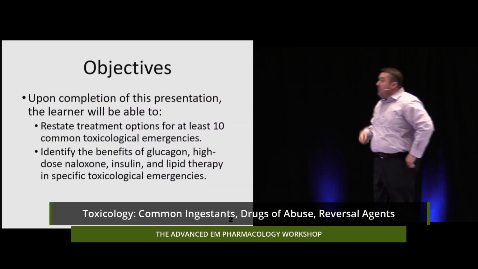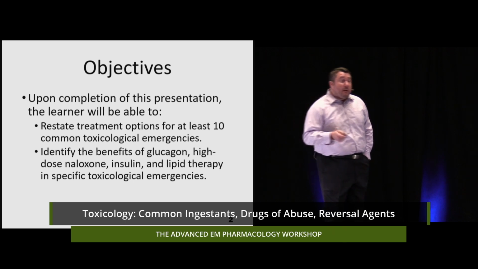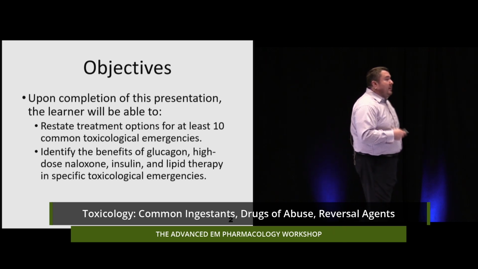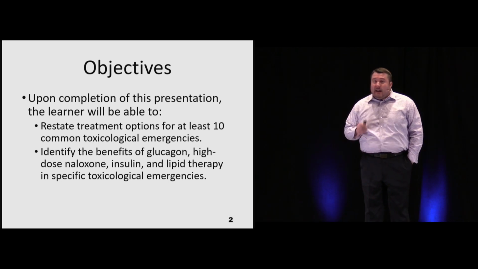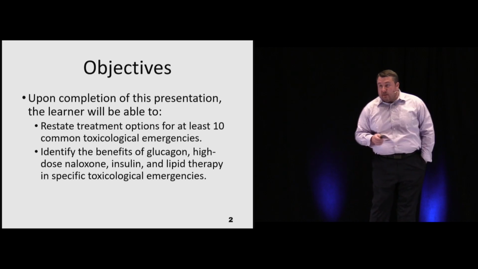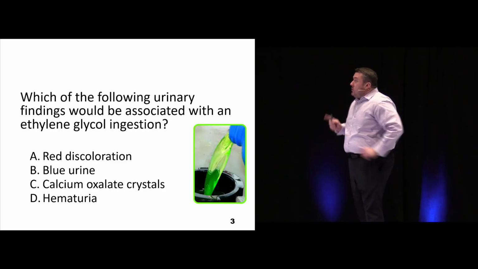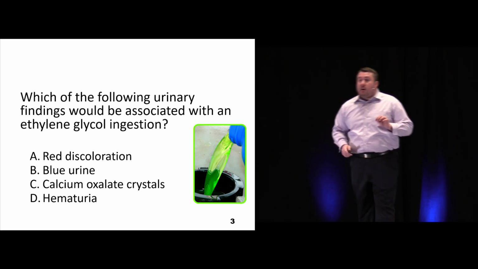So we're talking about some of the common medications we run into that people may abuse, or substances they may abuse and overdose on. Talk about some of their reversal agents, and especially talk about a couple of the new things like high-dose insulin and lipid therapy for treating some of our cardiotoxic substances. So which of the following urinary findings would be associated with an ethylene glycol ingestion?